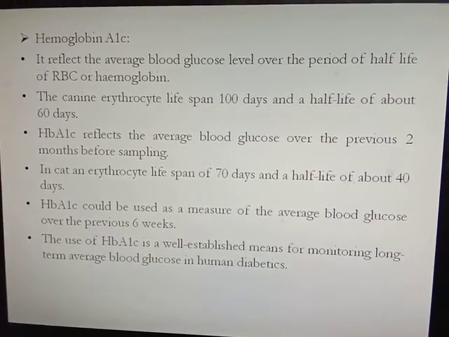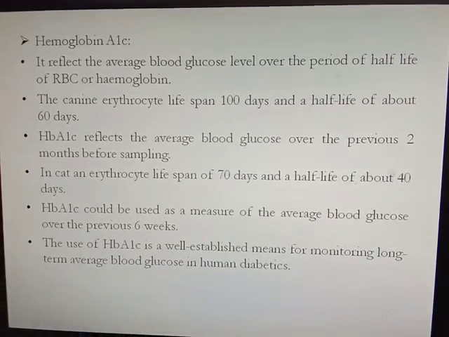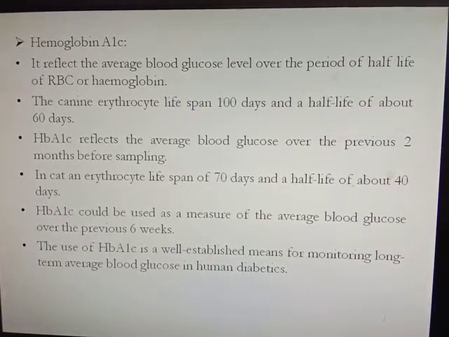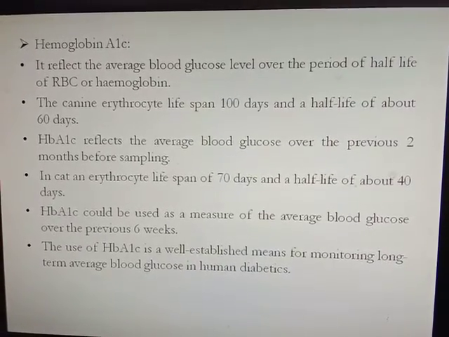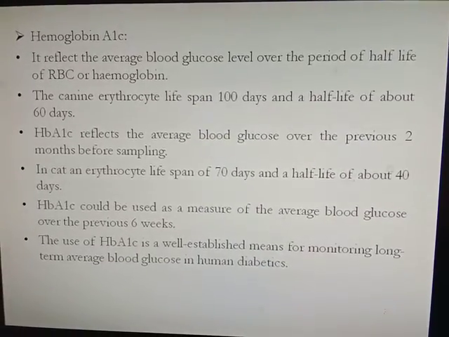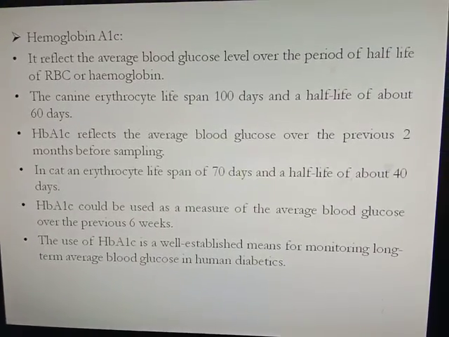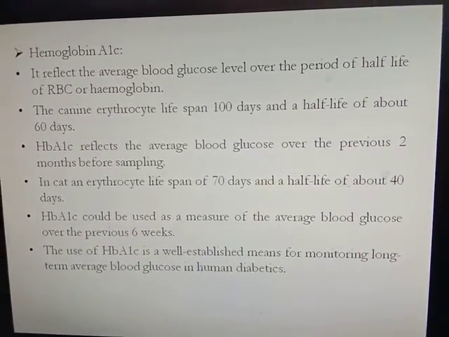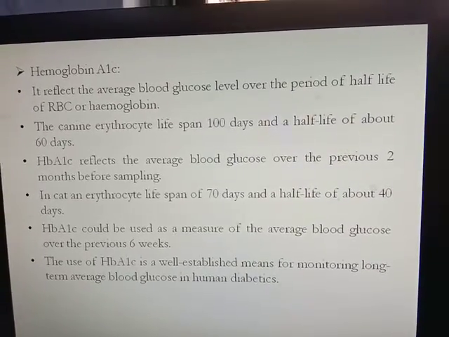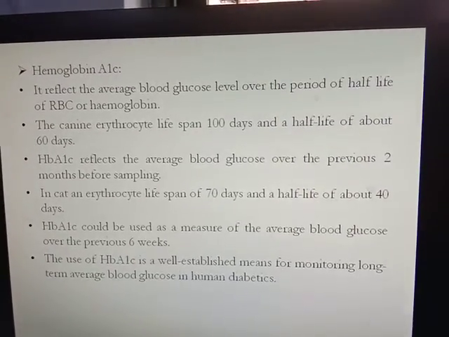In the cat, the erythrocyte lifespan is 70 days and the half-life is about 40 days. So when you collect blood from a cat and estimate the hemoglobin A1C, it will give the average blood glucose for the previous months of that cat. The use of HbA1c is well established for monitoring long-term average blood glucose in human diabetics. In humans, HbA1c is used to measure the average blood glucose over a long time for the assessment of diabetes.